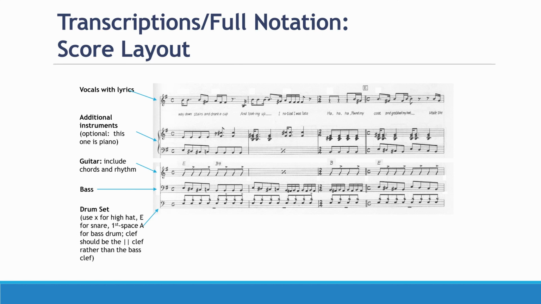This score is also a little bit different in that it's showing drum set in bass clef. It technically should be showing drum set with the 2 lines clef because there's no specific pitch to these things. So that's a little bit about forms of notation that are different than classical style. What you can expect when you're looking at chord charts, when you're looking at jazz lead sheets, and when you're looking at transcriptions or notations of these pieces.